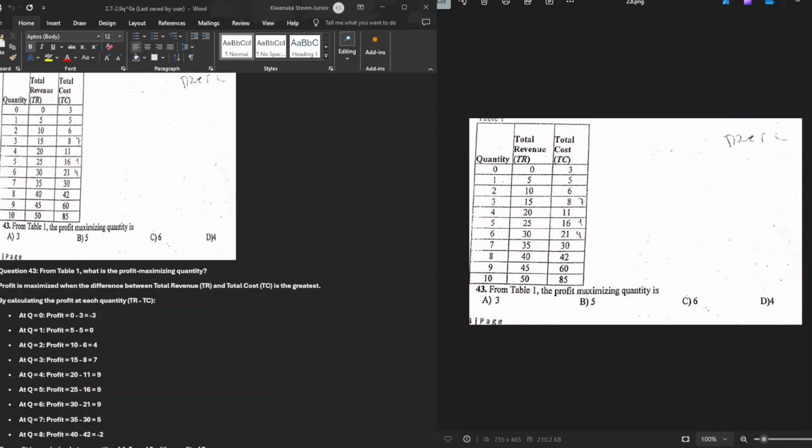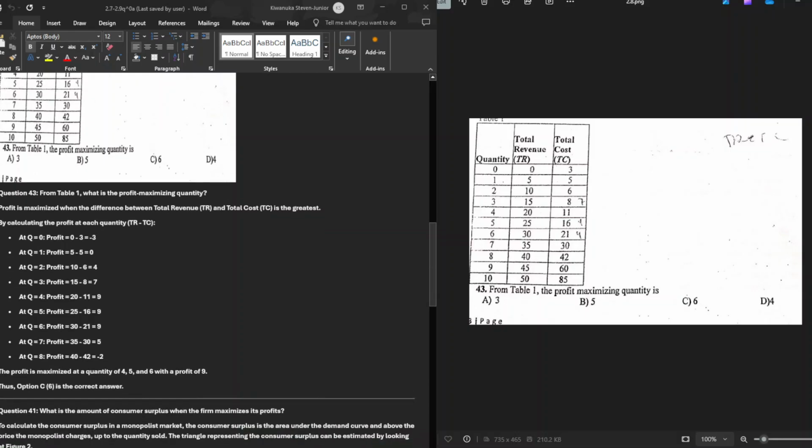So that means that at quantity 4, we have 9, it is a profit maximizing quantity. The profit maximizing quantity is 9 at quantity 4, and also at quantity 5, and also at quantity 6. So in our objectives, we don't have 9, we don't have 4, but we have 6. Therefore, our answer is C.